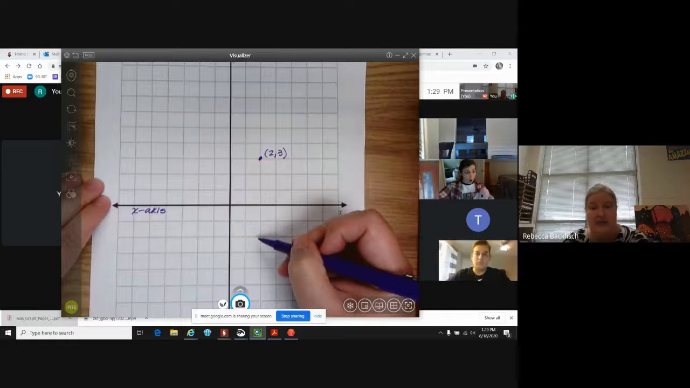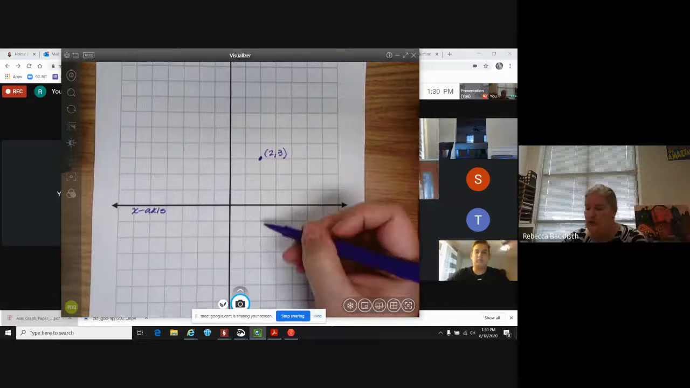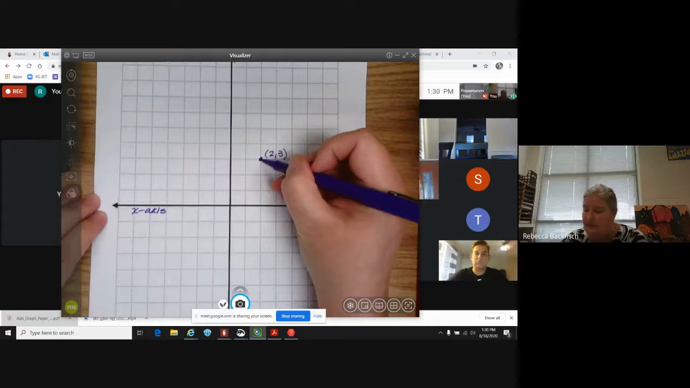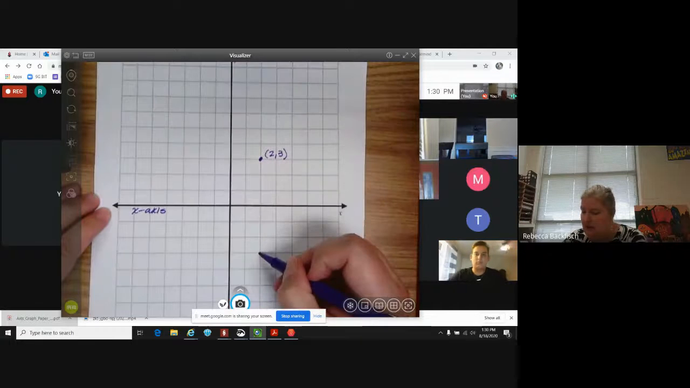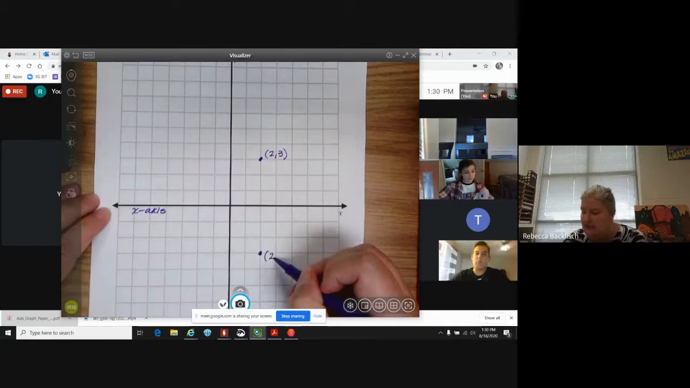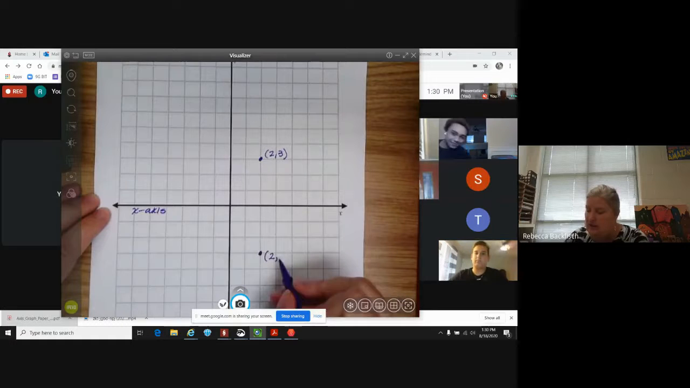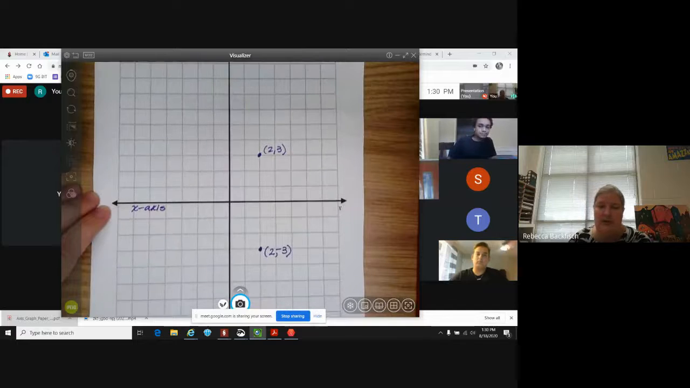When you go up and down, the only thing that changes is the y, because y is like your height. So if I'm 3 above the x-axis, I'm going to now be 3 below. The x value does not change. But this is not a positive 3 anymore. Now it's a negative 3. So the only thing that changed was the sign of the y. Okay, let's look at another one like that.